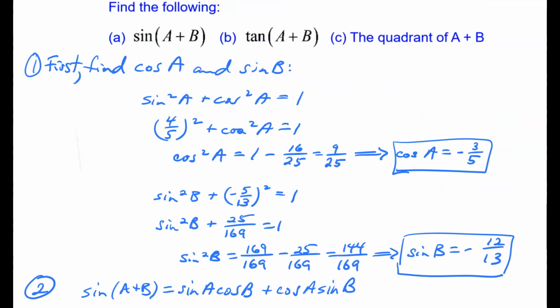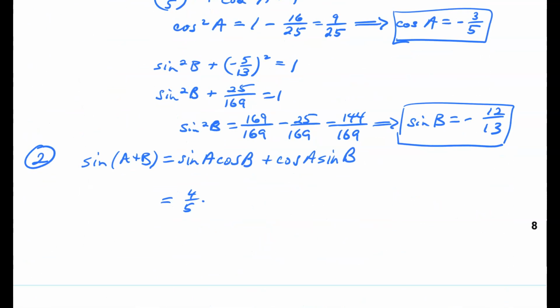Cosine of b, which we were given, is negative 5/13. Cosine of a, which we found, is negative 3/5. And the sine of b, which we found, is negative 12/13. So we can go ahead and simplify here. The 5's divide, and we get negative 4 over 13.